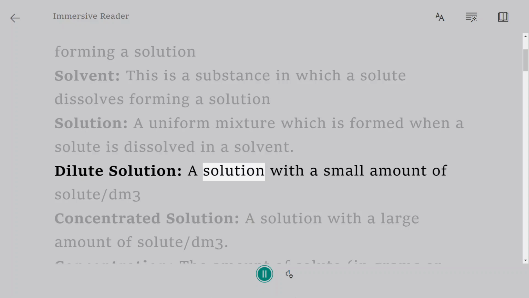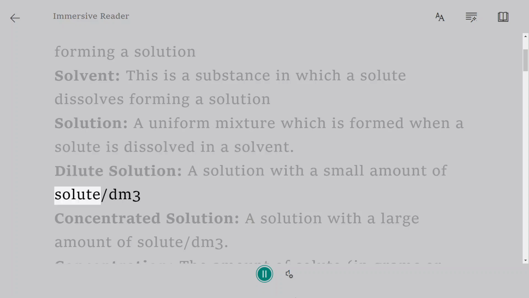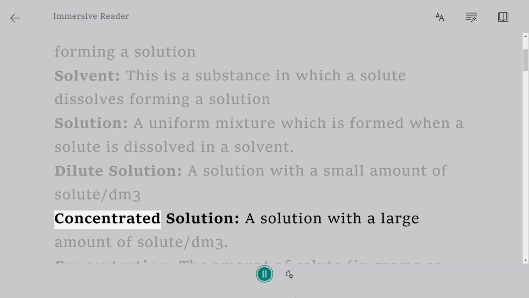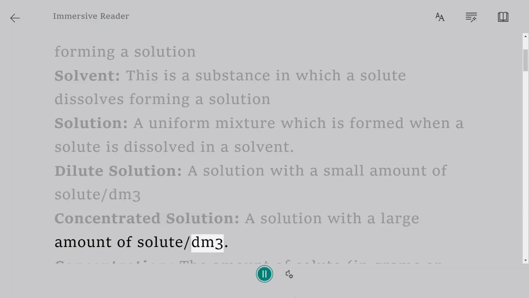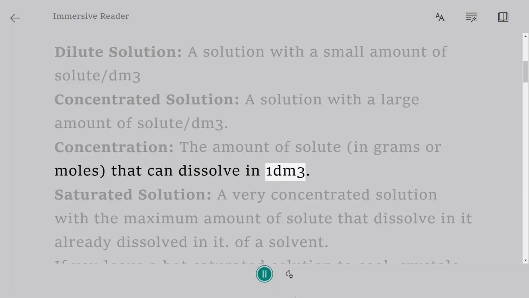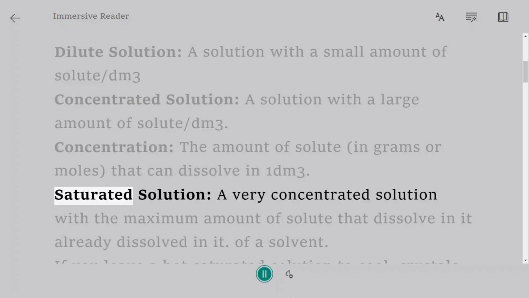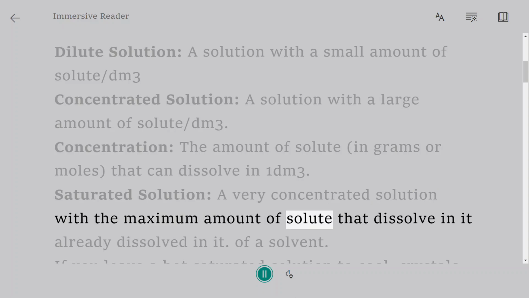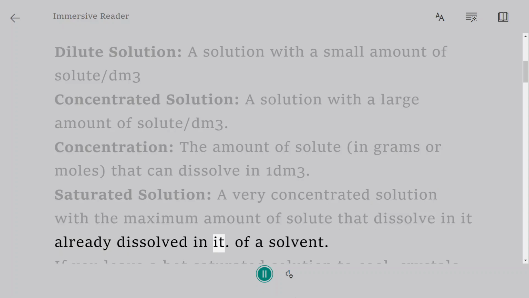Dilute solution, a solution with a small amount of solute/DM3. Concentrated solution, a solution with a large amount of solute/DM3. Concentration, the amount of solute, in grams or moles, that can dissolve in 1 DM3. Saturated solution, a very concentrated solution with the maximum amount of solute that can dissolve in it already dissolved in it.